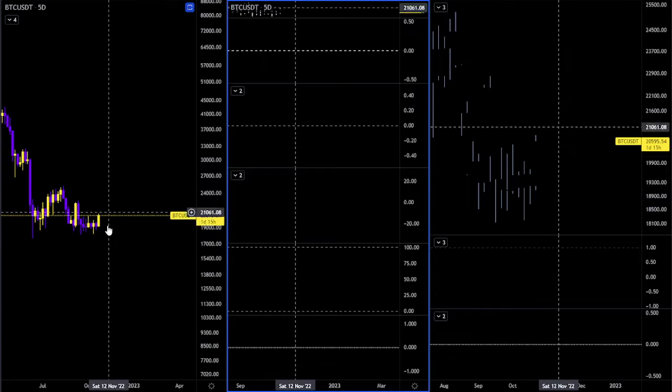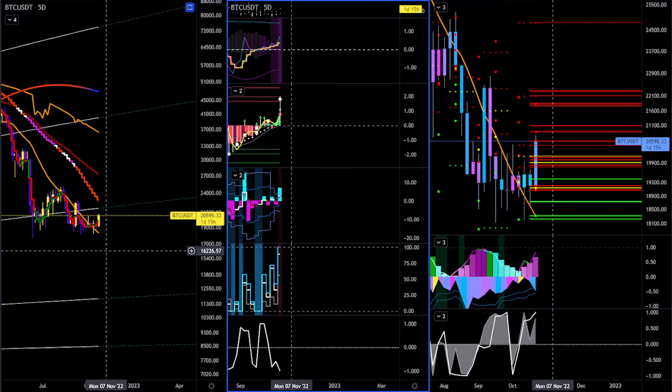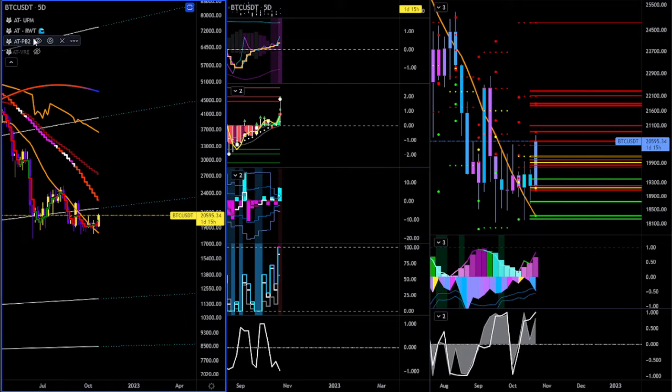Given it is a big candle, we've got to see if there's going to be anything that front runs it. Sorry, I need to switch off these PB cones.